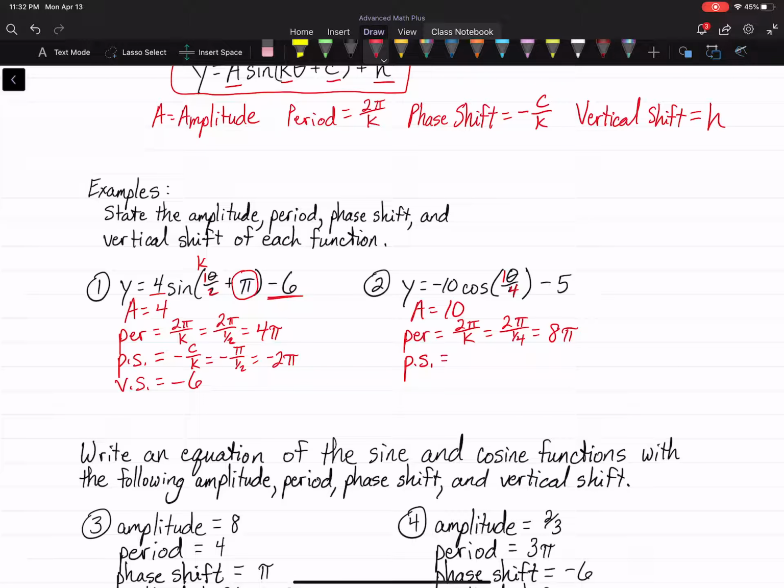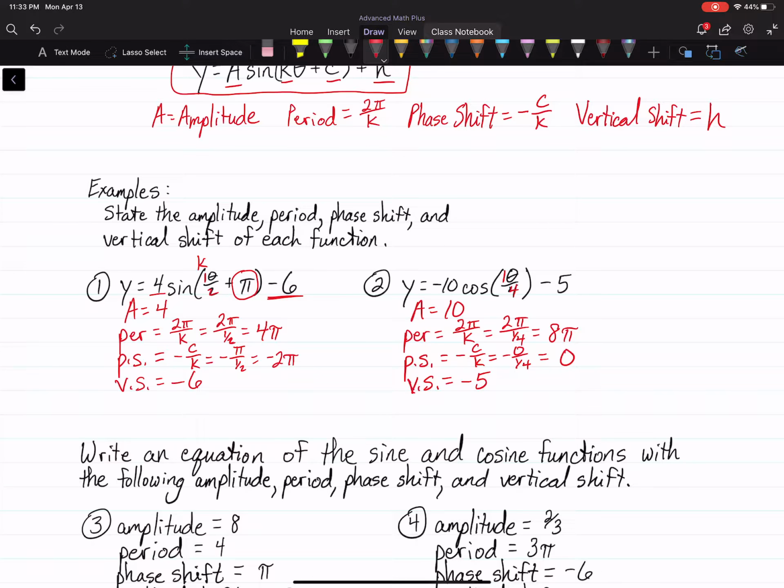Your phase shift, again, negative c over k. However, in this problem, in the parentheses, you can see we're not adding or subtracting anything. So my c in this problem is 0. So it doesn't really matter what the k is. It is 1/4, but 0 divided by anything is just going to be 0, which means there's not a phase shift. It doesn't shift left or right at all. It just stays. And then finally, our last one, the vertical shift, it's -5. So basically that means the entire graph just shifts down 5.